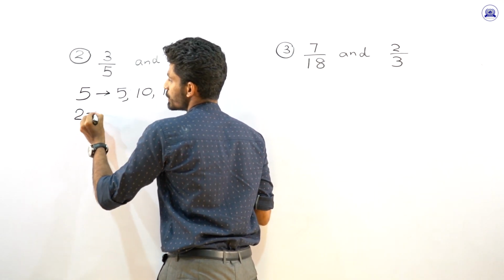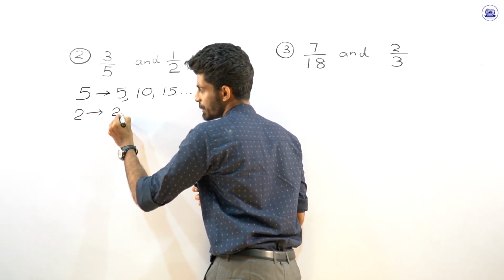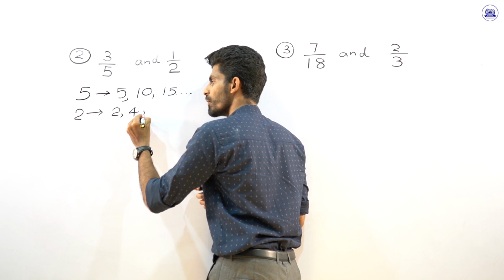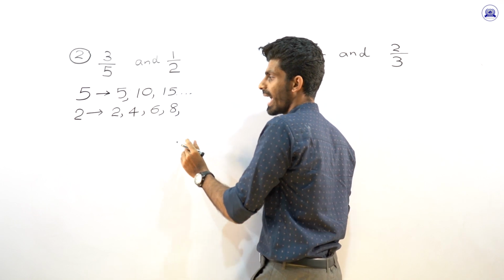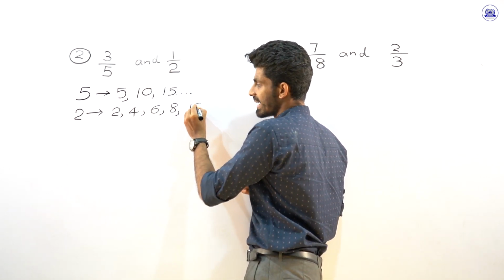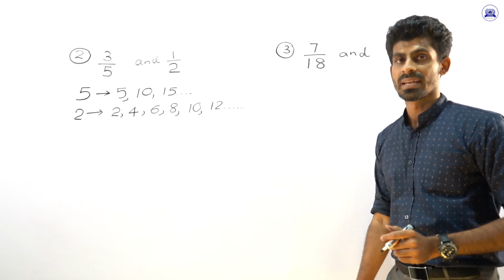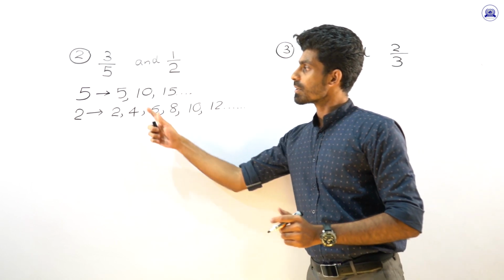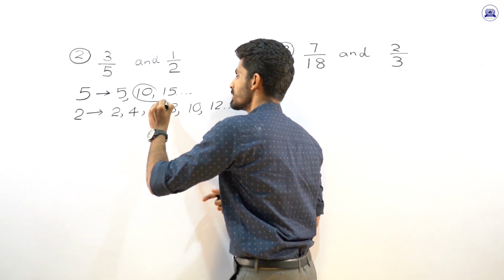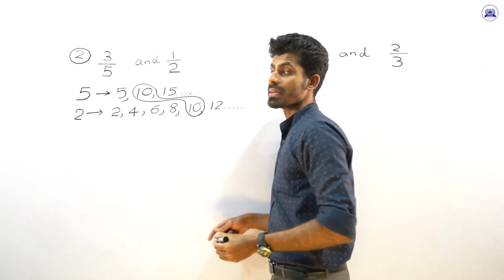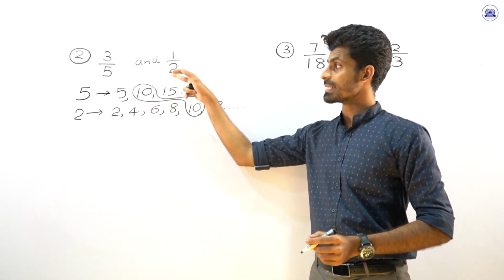So look at the denominator 2. We need to write down the multiples of 2. Look at this one, my dear students. 2 into 1, 2. 2 into 2, 4. 2 into 3, 6. 2 into 4, 8. 2 into 5, 10. 2 into 6, 12. Like that. So let's take the first common multiple. 10 is common. You can clearly see that 10 is common. Now you need to convert those fractions into denominator 10.